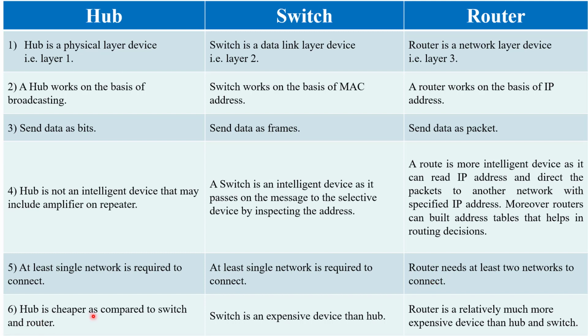Next, hub is cheaper as compared to switch and router. Switch is a more expensive device than hub. Router is more expensive than hub and switches. So these are the basic differences between hub, switch and router. Now if we want to connect two different networks, we also use other networking devices like bridge and gateway.